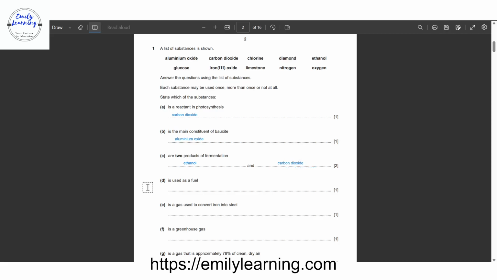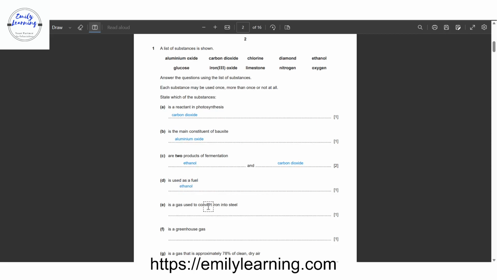Next, D, what is used as a fuel? There are many possibilities. As long as you have something that can burn, it can be used as a fuel. In this case, the one that we have is ethanol here. So organic compounds can be used as fuels.